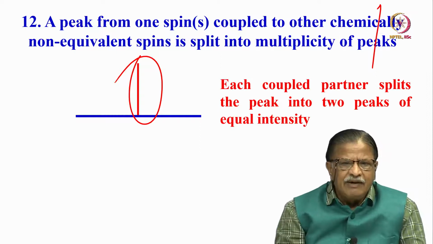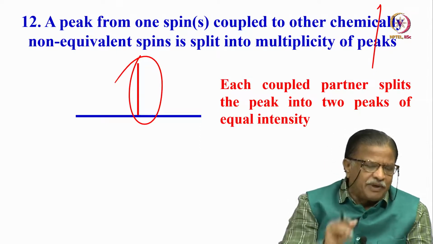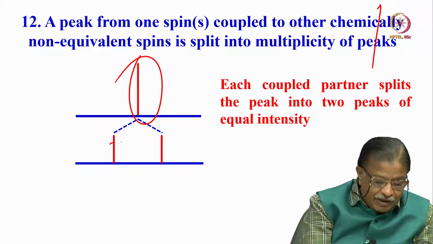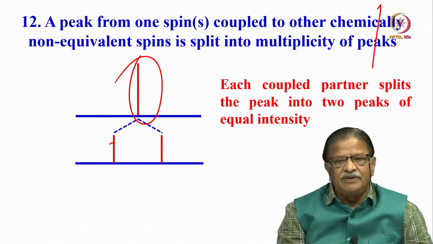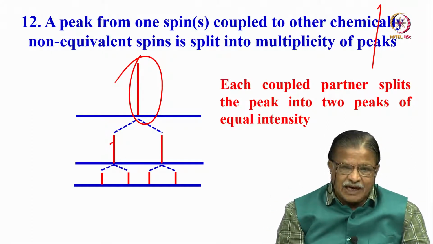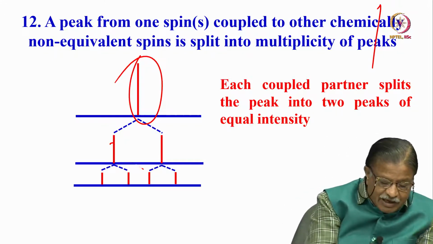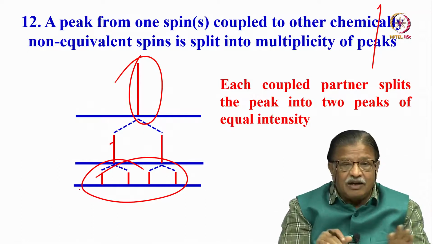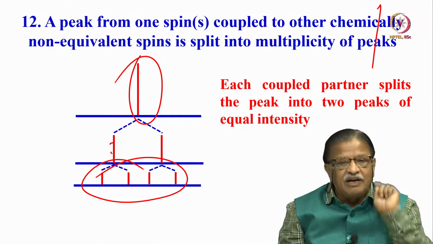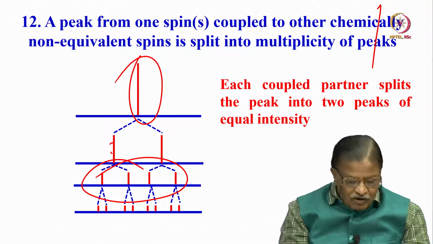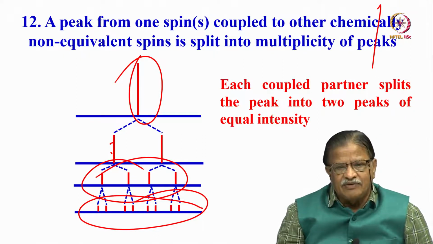Now one peak from one spin coupled to other chemically inequivalent spins splits into a multiplicity of peaks. For example, one proton gives rise to a single peak. Each coupled partner splits the peak into 2 peaks. Let us say it is coupled to another proton, it will become a doublet, a single line becoming 2 lines of equal intensity. Now it is coupled to another proton. What will happen? The 2 lines will become 4 lines, each of these 2 lines becoming another 2 lines of equal intensity. Again if there is another proton, it splits further into another 2 lines of equal intensity.